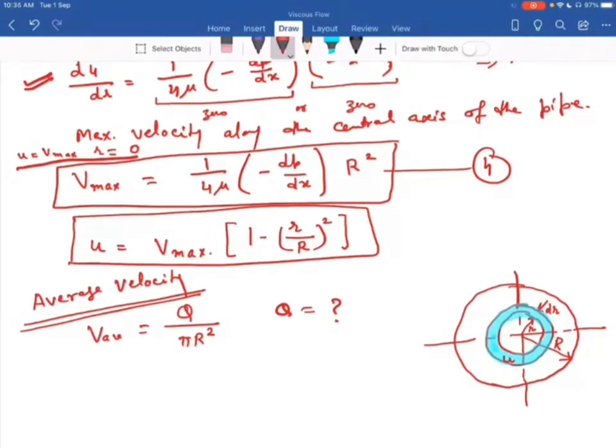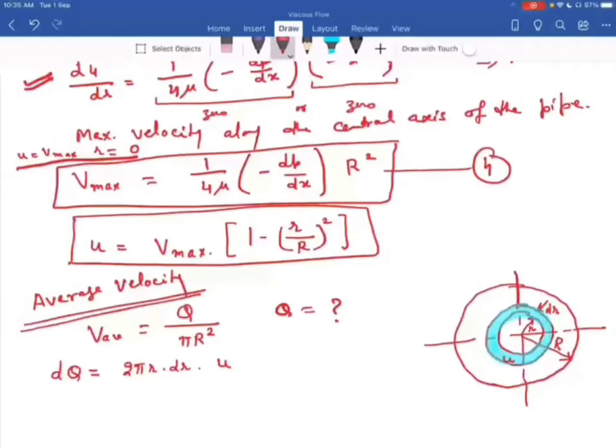Now I write the small discharge entering through this small ring. Discharge I can write as area of the ring multiplied by the velocity of flow through the ring. So the area of the ring is 2 pi r into thickness dr, into the velocity u.